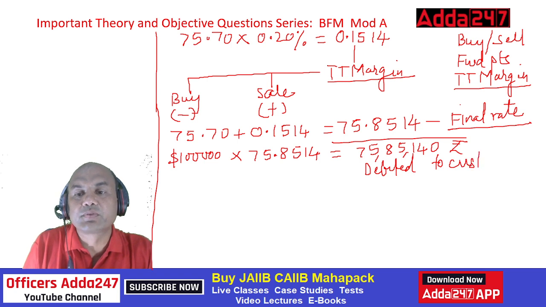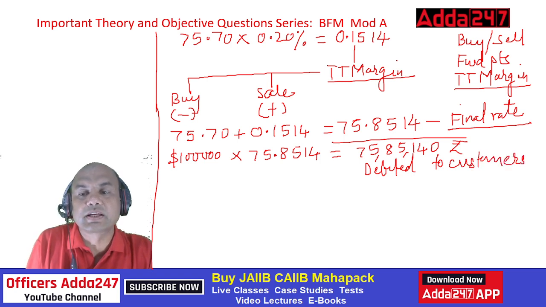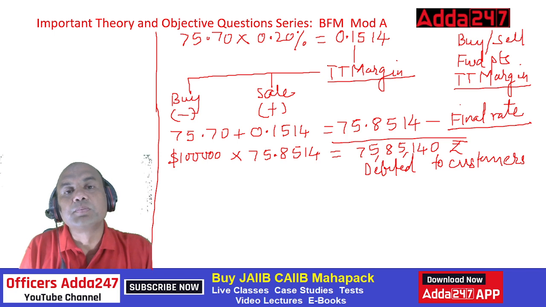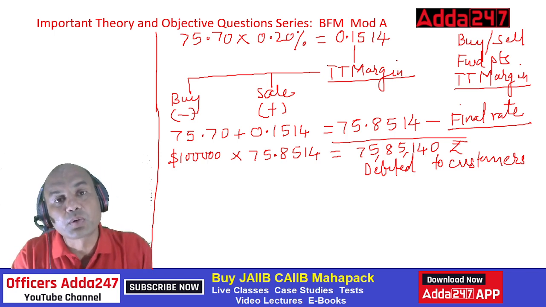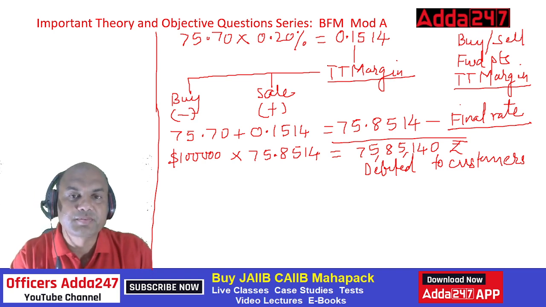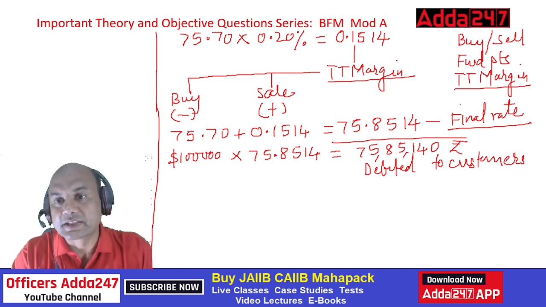This is a basic. We do all the calculations, we don't understand the basics. Okay. So in import, rupees are always debited to the customer. In export, rupees are always credited to the customer. Clear, everyone? Concept is clear.